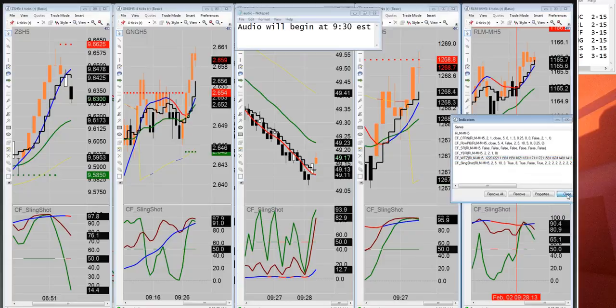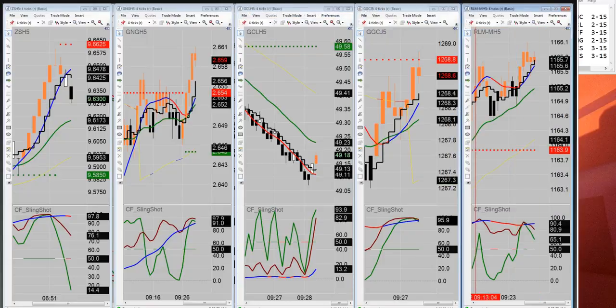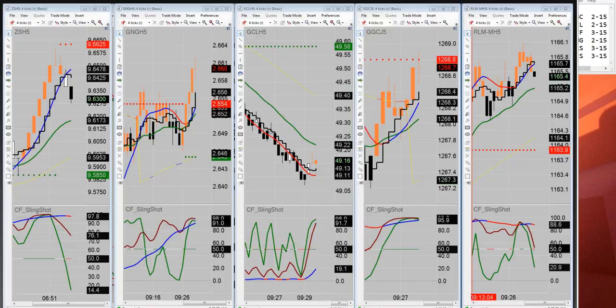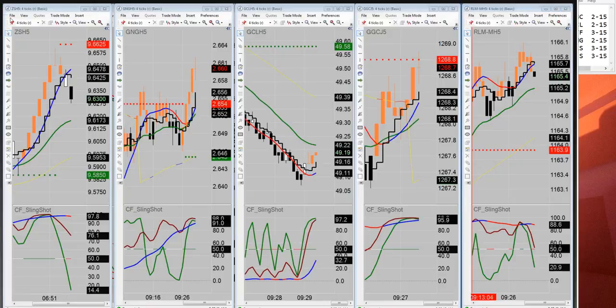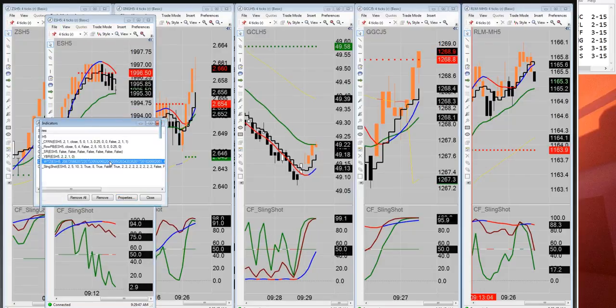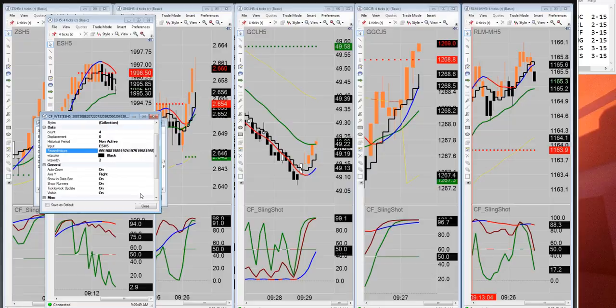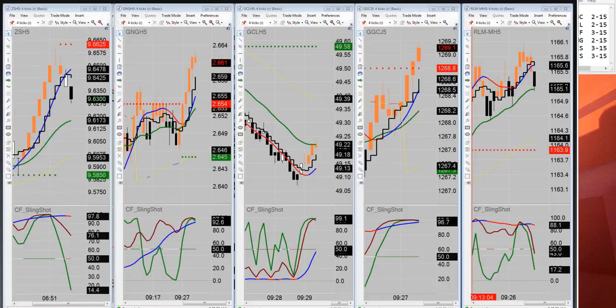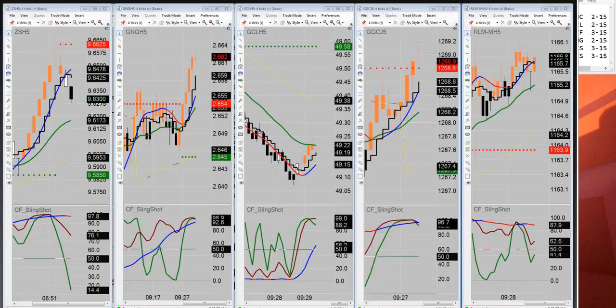I'm going to put my zones on the Russell here, and on the ES. Where's my ES chart? Here it is. All right, here we go.